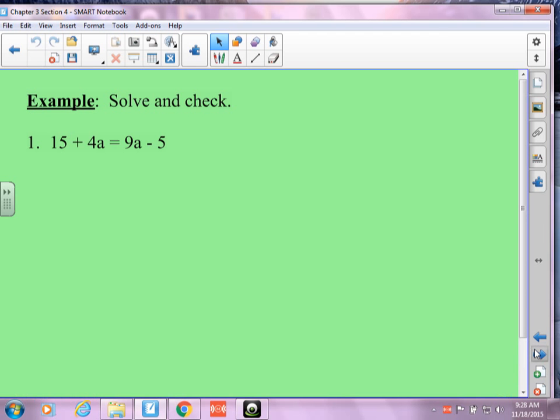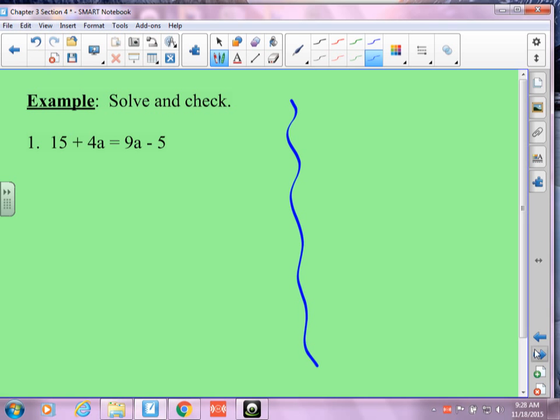So if I do this problem, notice that I have solve and check. So what do I do first? Okay, so I can split it down the middle. I've got my problem on that side and I've got my check on this side. Okay, good. And now how do I solve the problem on the left? What should I do first?